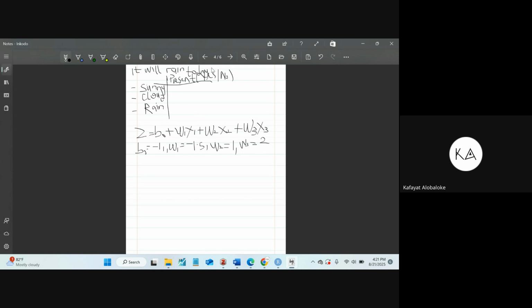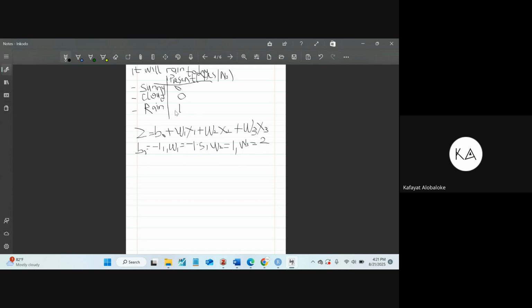In the statement we are given, it will rain today. Do we have sun in this statement? That's 0. No, right? Do we have cloud? No. But do we have rain? Yes. This is our data set now, in this case.